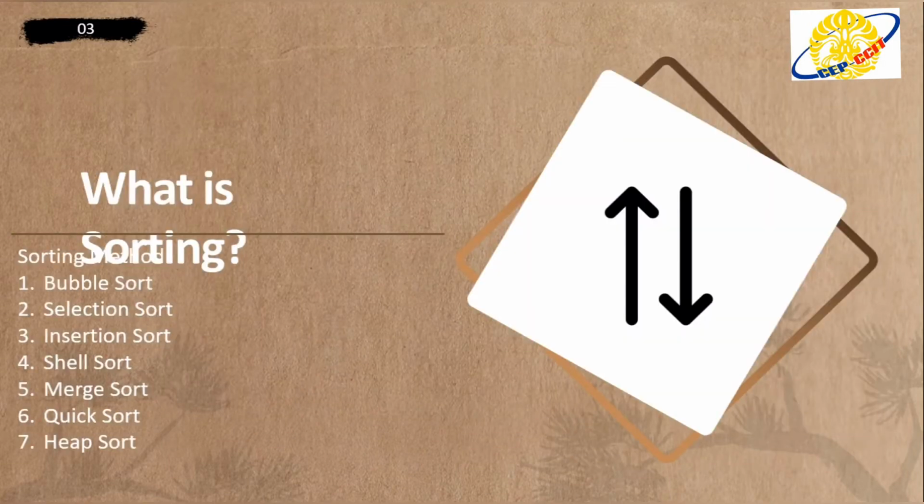Sorting can be defined as sorting a number of data based on certain values. Sorting can be done from the smallest value to the largest value, which is ascending, and from the largest value to the smallest value, which is descending. Sorting has 7 methods: bubble sort, selection sort, insertion sort, shell sort, merge sort, quick sort, and heap sort.